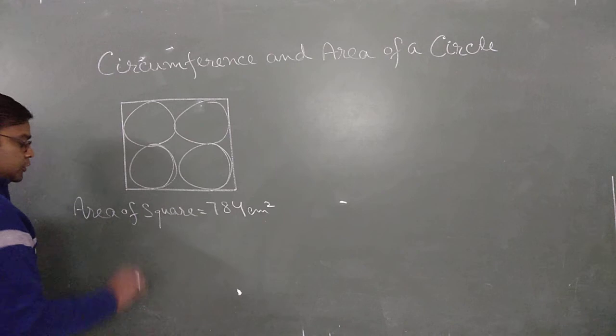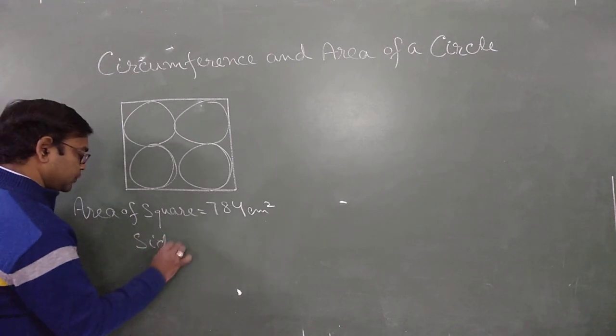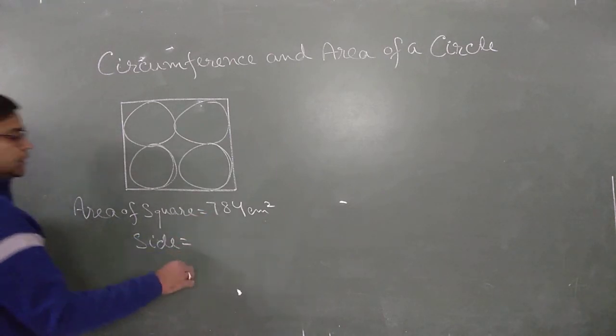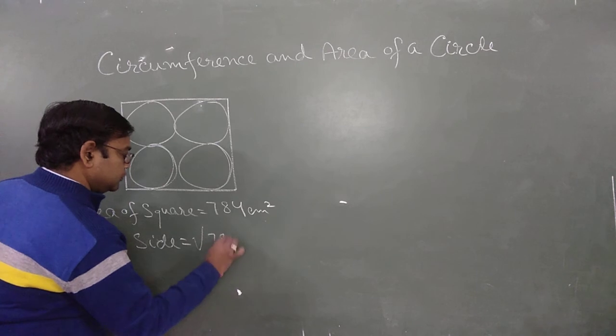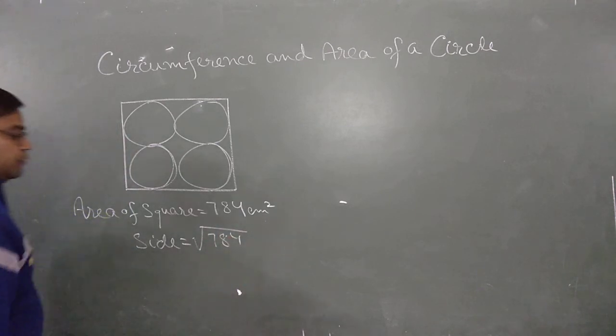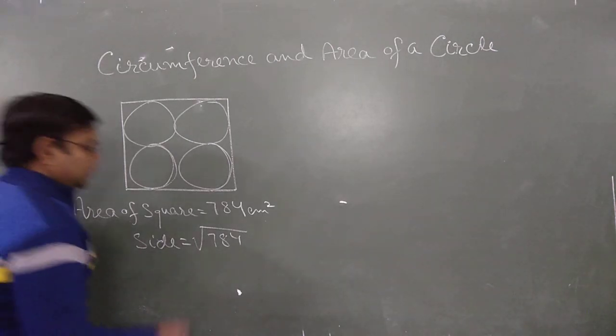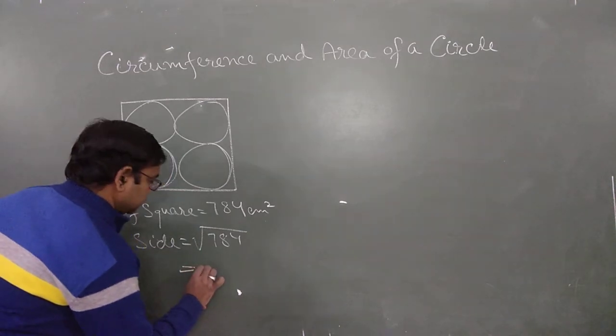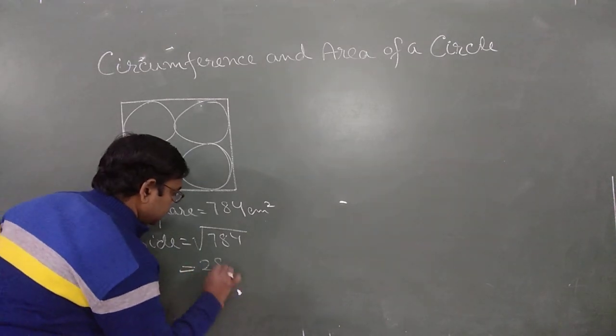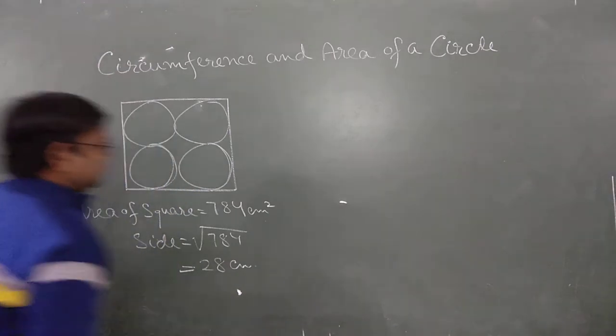Clear? So side equals, as we know, under root of 784. Find out the root of 784 by yourself. Yes, you can find it by calculator. So here it's 28 centimeter.